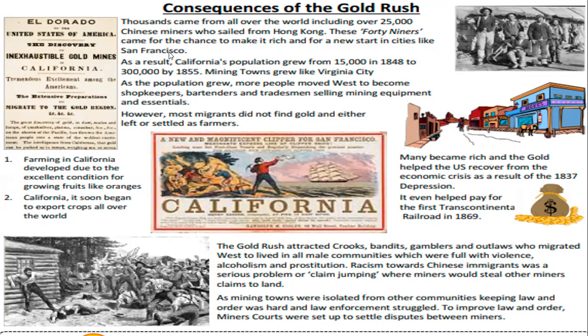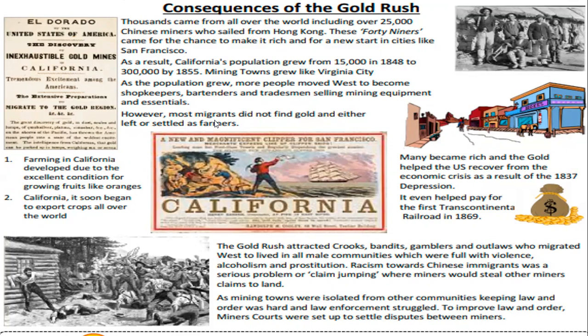As a result, the population of California grew significantly from 15,000 in 1848 to 300,000 by 1855, and this led to mining towns growing like Virginia City. As the population grew, more people moved west to become shopkeepers, bartenders, and tradesmen, selling mining equipment. Now, this was a big consequence because a lot of these people who were selling equipment inflated their prices. So you could buy a pan to pan the gold in for 15 cents, and some people sold them for like $15 because they realized that people would be looking for them.